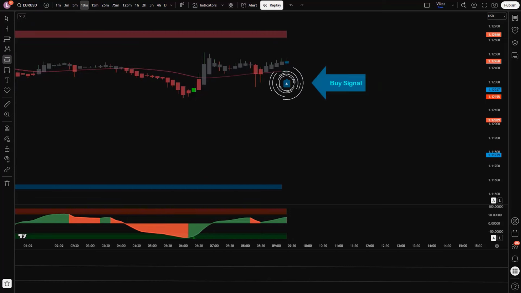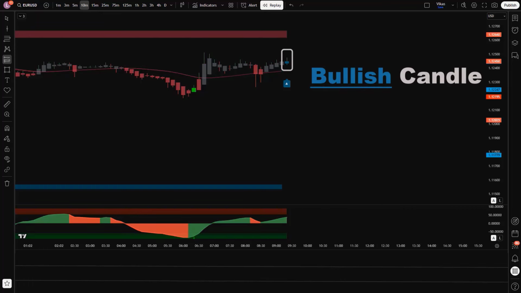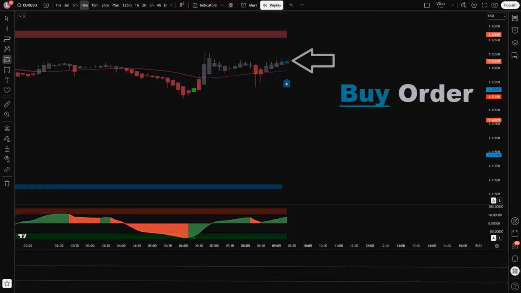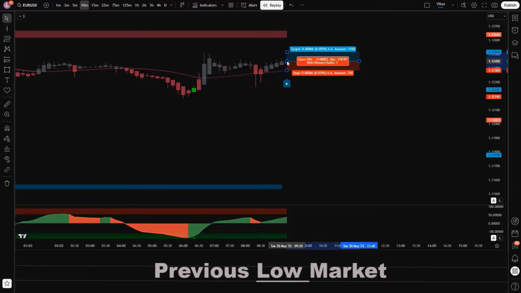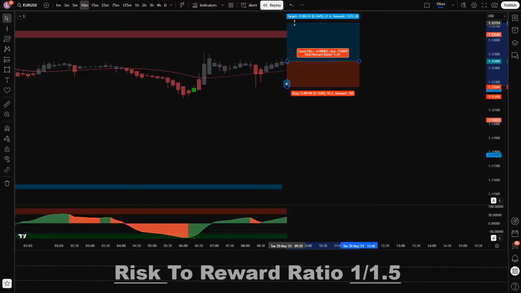Here the HEMA trend levels indicator gives us a buy signal. Here the wave trend oscillator indicator shows a green area. Here the market has made a bullish candle to give confirmation. So all our conditions are being fulfilled, so we are placing an order to buy. Our stop loss is to be placed at the previous low of the market, and the risk to reward ratio will be 1:1.5.